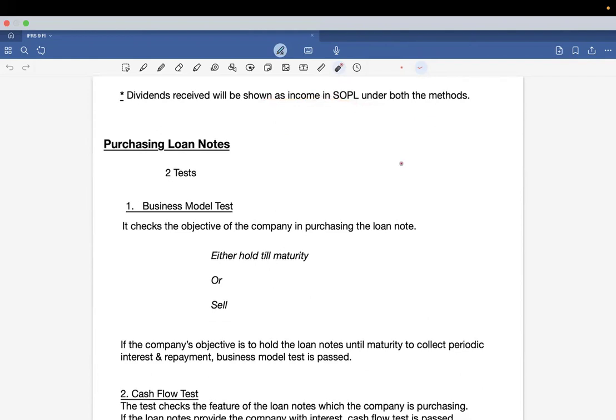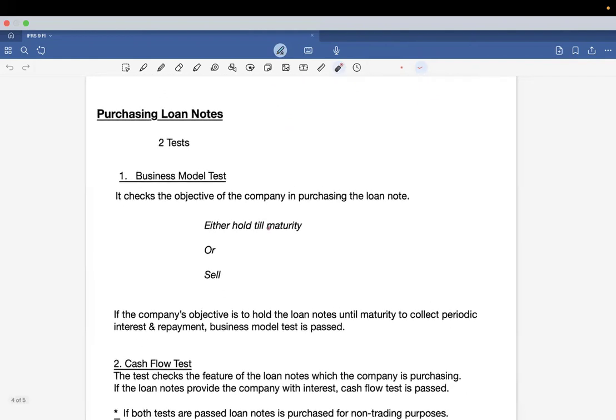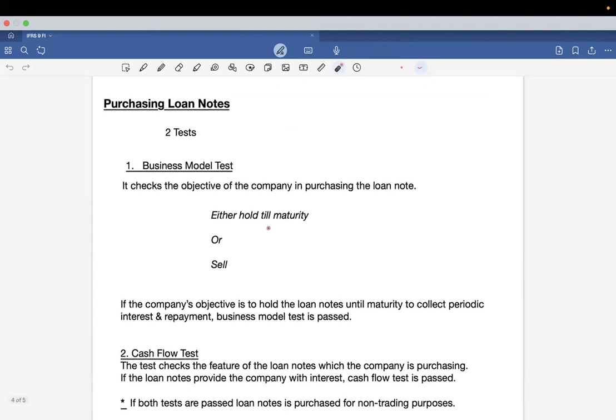Now, purchasing loan notes. So, what happens if there is a purchase of loan notes? For purchase of loan notes, you need to make sure it covers both the tests. Now, what are the tests? First test is called business model test, and the second test is called cash flow test. Clear? So, what is a business model test?